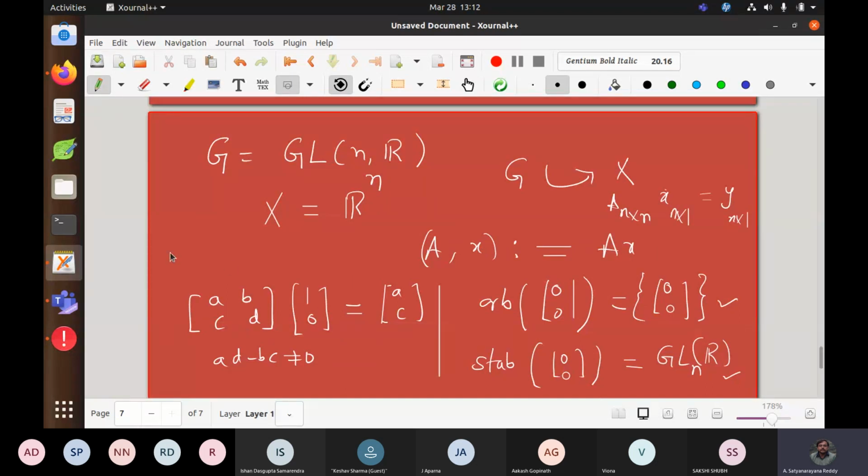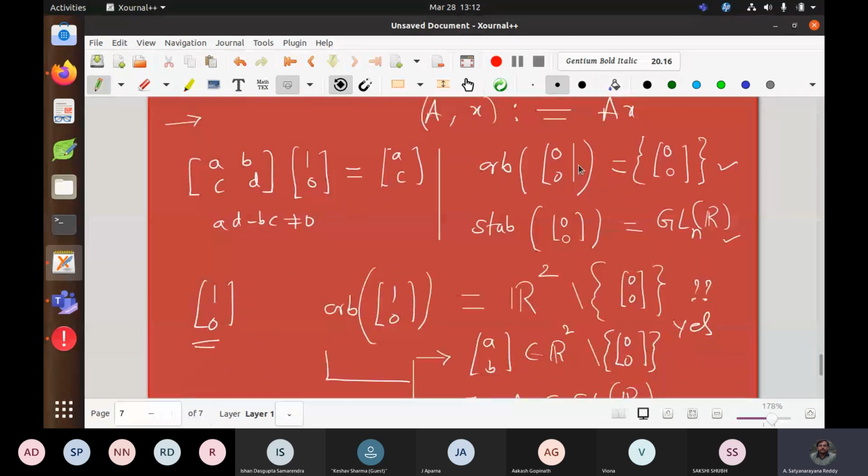But I am explaining first with 2 by 2 matrices. I take A, B, C, D and multiply by 1, 0. What is happening? It is (a, c), the first column. So that much is done first. Then we computed the orbit of 0, 0. You take any matrix, multiply it to 0, I'll get 0 only. So 0, 0 cannot be mapped to any other vector. That means the orbit of 0 is 0 only. Stabilizer: what are the matrices in GLN which fix 0, 0? Every matrix fixes 0, 0.